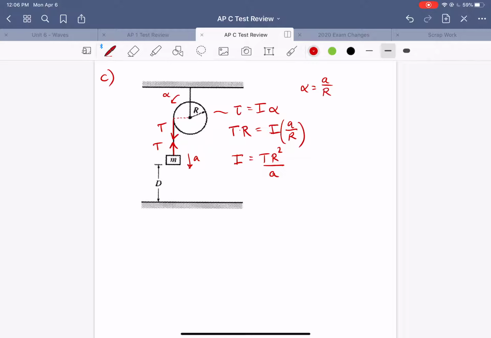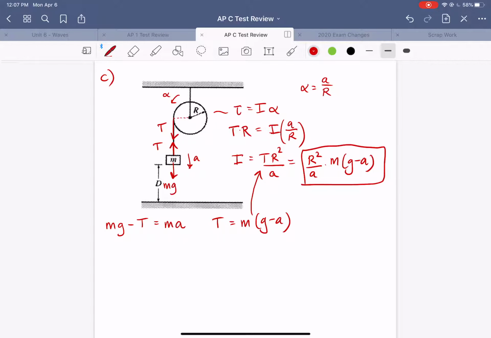All right, so what is T? If we look at the forces on the block, we have mg pulling it down, tension pulling it up. So our Newton's second law equation for the block is mg minus T equals m times the acceleration. I'm defining the acceleration of the block to be down to be consistent with the acceleration of the pulley. This tells me that T is equal to m times (g minus a). That needs to be plugged in up here. So the moment of inertia is going to be R squared divided by a times m times (g minus a). All right, so that is our expression here.